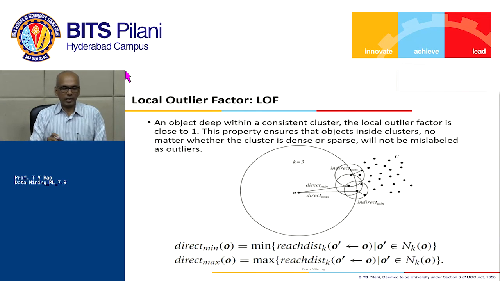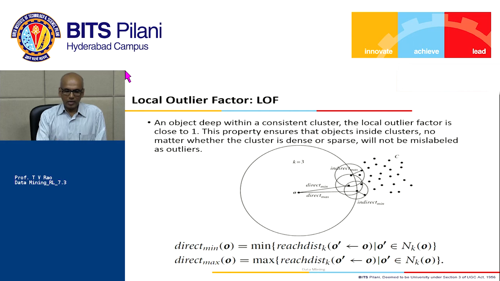So if you are looking at an object which is within a consistent cluster, then the local outlier factor is likely to be 1, wherever it is located within the cluster, because of the k neighborhood that we are considering. Thereby we are ensuring that it is smoothed out, and the object anywhere will find its k nearest neighborhood, and thereby we are going to get smoother values.